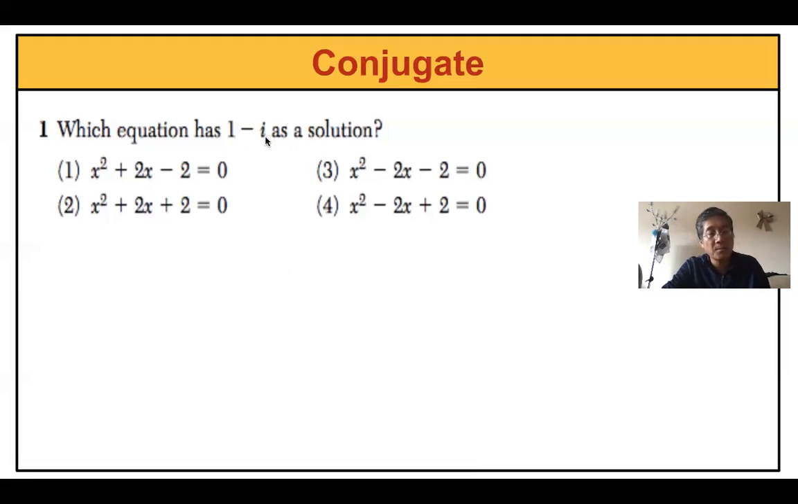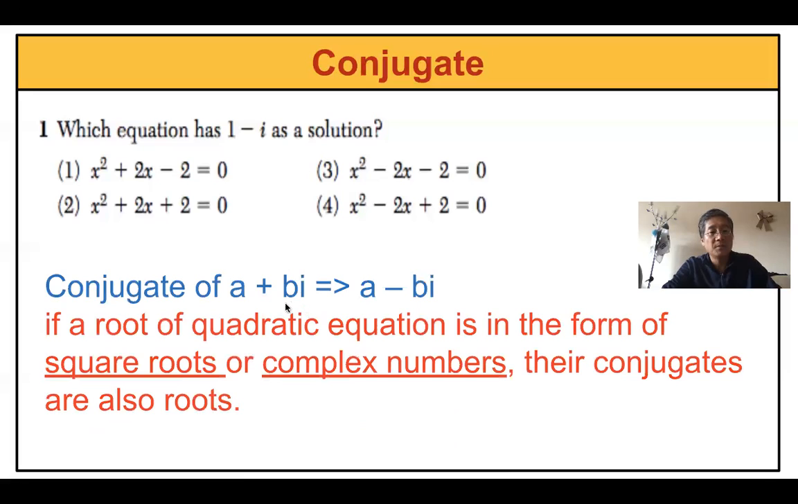This imaginary part has a plus minus, right? So a plus bi, we call it a conjugate. A minus bi is also a root of the quadratic equation. So please always remember, there are pairs for imaginary solutions, or later we will talk about irrational solutions also. Irrational, which has a square root, right? So a plus bi has another pair, a minus bi. Okay, then how do you find this equation?